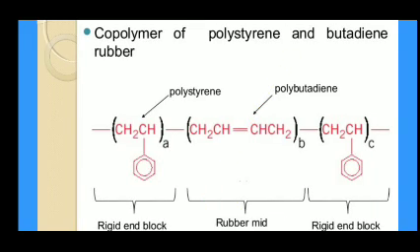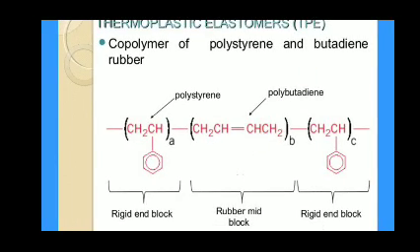Thermoplastic elastomers are shown here. One is styrene, butadiene and styrene. It is a copolymer of styrene and butadiene to form Buna S rubber.